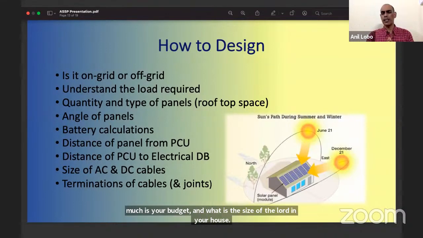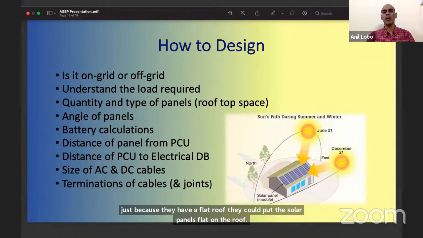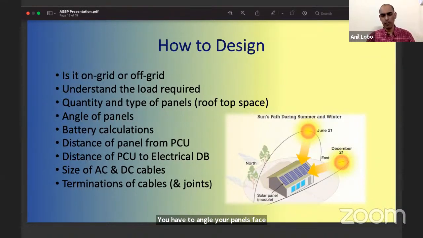Now that you've got that part done, the next is the angle. Angling of the panel is critical. In fact, 90% of the failures of solar systems are because of the angles. Yes, I'm saying 90%. People think that just because they have a flat roof, they can put the solar panels flat on the roof. You have to angle your panels facing south. If you put them at any other angle, you are minimizing the optimum use of sunlight. If you put your solar panels facing north, you will get no energy or a limited amount of energy.